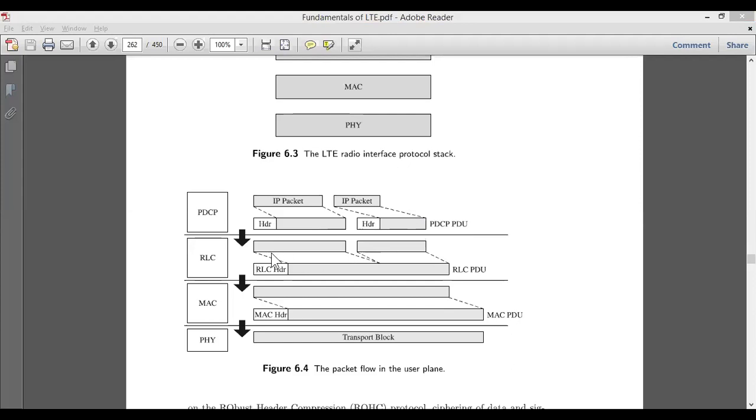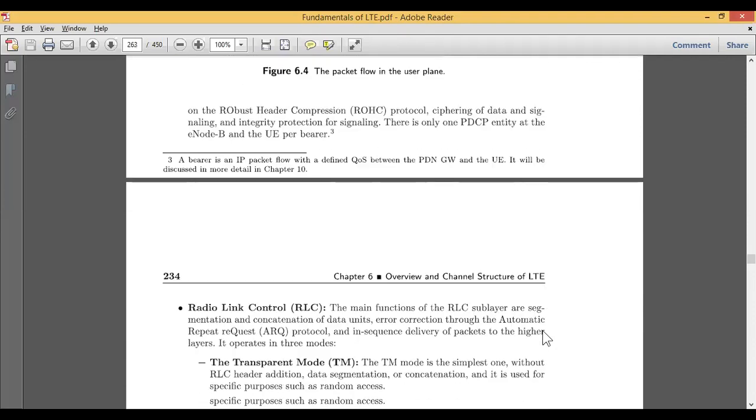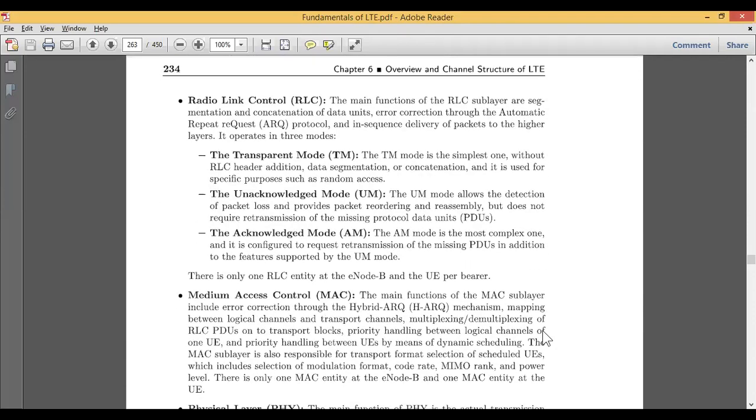But what about here in RLC? Again, we have the RLC header encapsulated in the PDCP header, and then we have IP data. Similarly for MAC, we have the MAC header encapsulated in RLC and the PDCP header. Again, it is the whole stack. And the last is nothing but your transport block, where the whole data is merged into only one particular link.